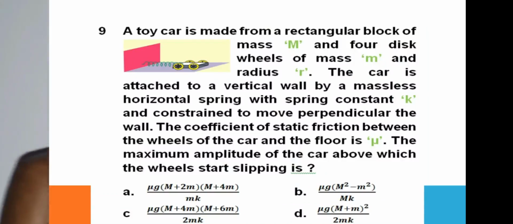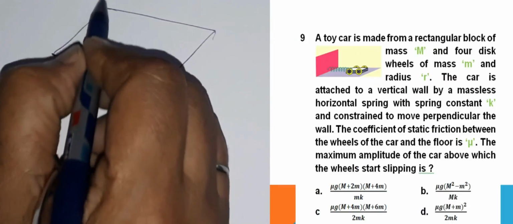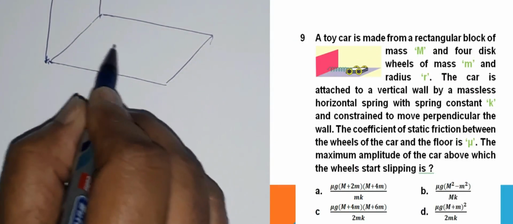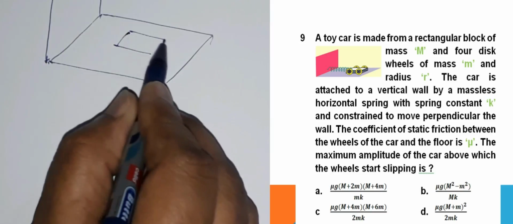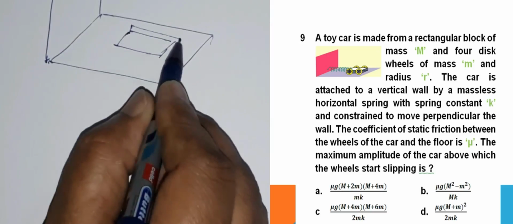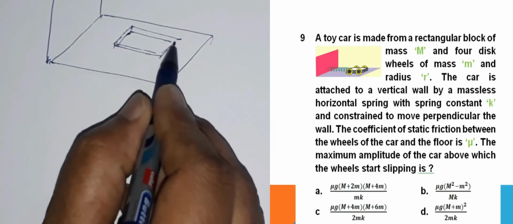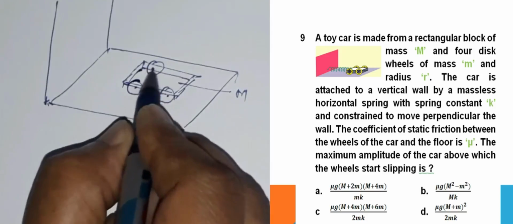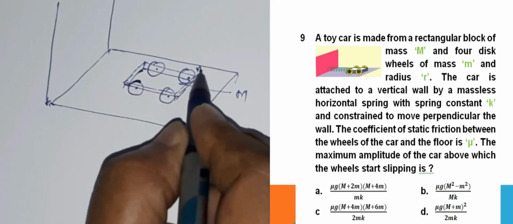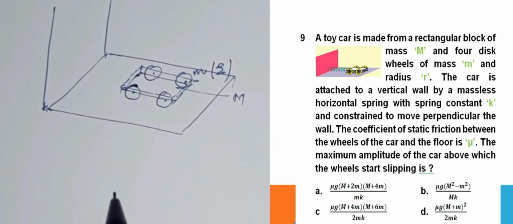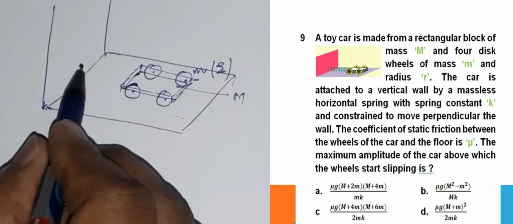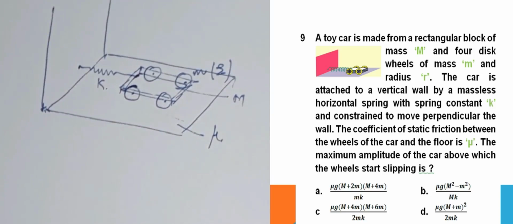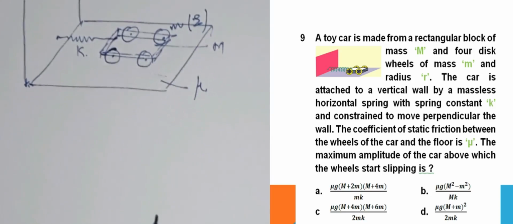There is a toy car. The toy car is composed of a rectangular block of mass m that is fixed on 4 wheels, each of mass small m, radius r, that can roll over it, and it is tied with a spring of force constant k. Coefficient of friction is mu. You have to find the maximum amplitude.